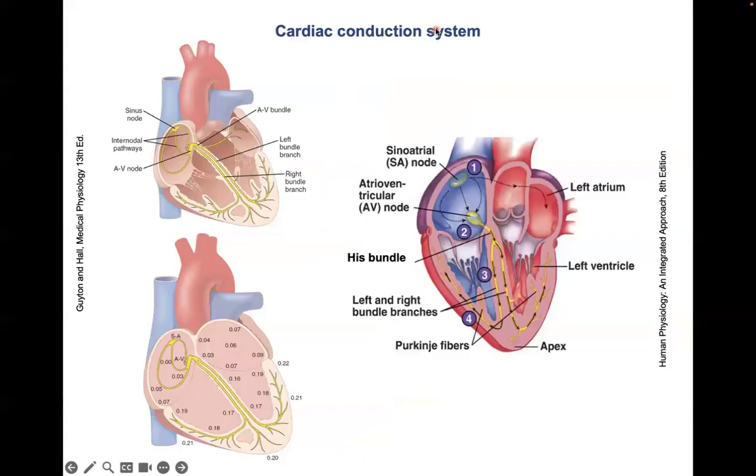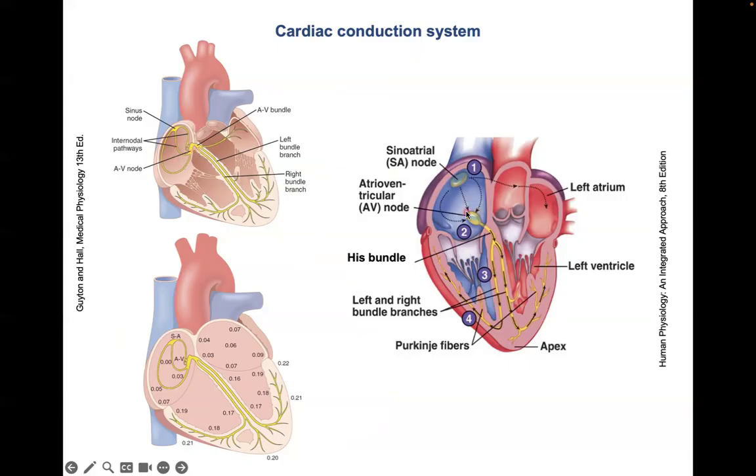Here we see the cardiac conduction system. The cardiac conduction system is self-excitatory. We have so-called pacemaker cells. The sinoatrial node is the primary one here. The sinoatrial node, the SA node, generates the first action potential, and the action potential is spread through these fibers. These are the pacemaker cells.